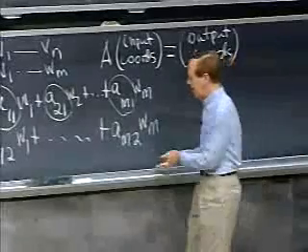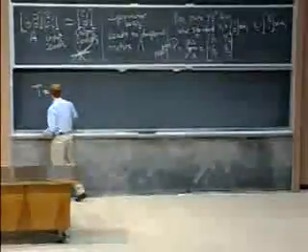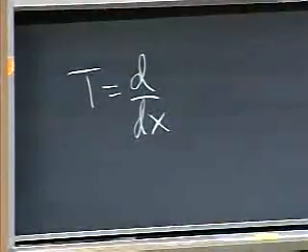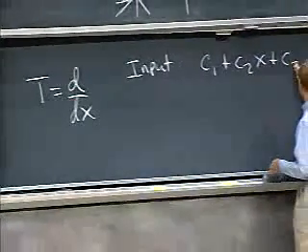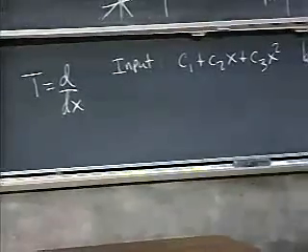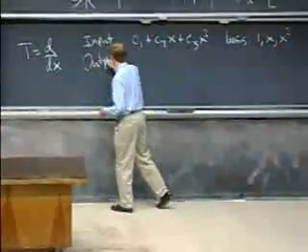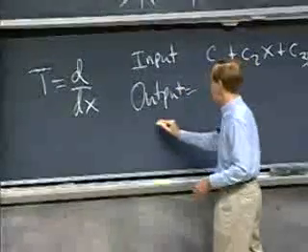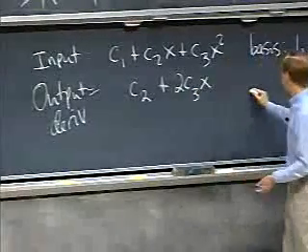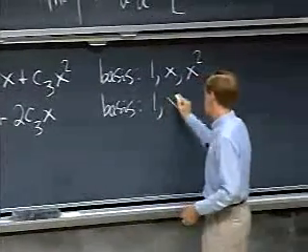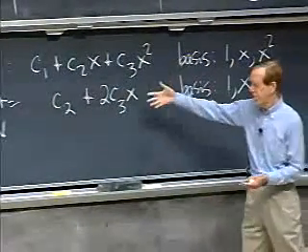Finally, let me give you a different linear transformation. The linear transformation that takes the derivative. That's a linear transformation. Suppose the input space is all combinations C1 plus C2x plus C3x squared. So the basis is these simple functions. Then what's the output? Is the derivative. The output is the derivative. So the output is C2 plus 2C3x. And let's take as output basis the vectors 1 and x. So we're going from a 3-dimensional space of inputs to a 2-dimensional space of outputs by the derivative.